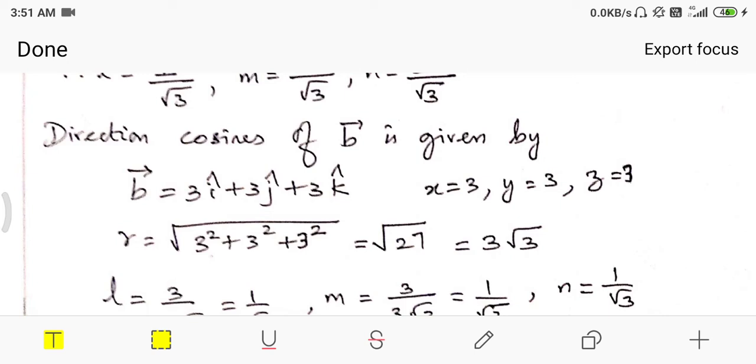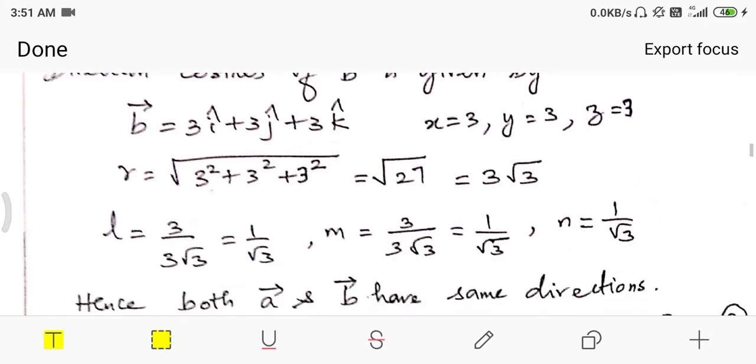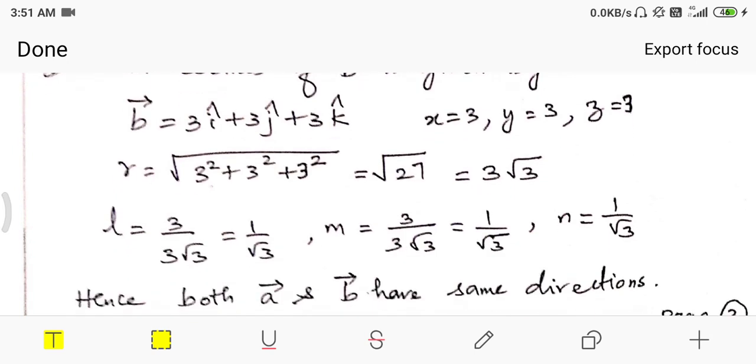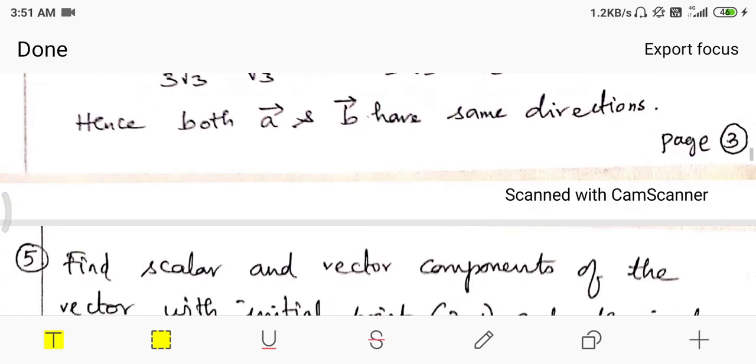Now we find that for b vector, b vector equal to 3i, 3j, 3k. We have taken x, y, z separately, then we have found r, then we are applying it in the l, m, n formula, x by r, y by r, z by r. So we see that l, m, n of b vector and a vector both are same, so we say that the a vector and b vector are in the same direction.